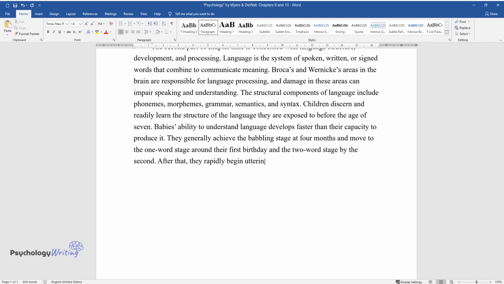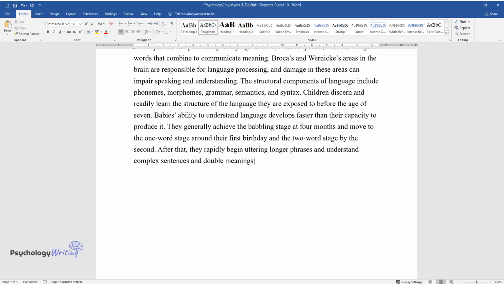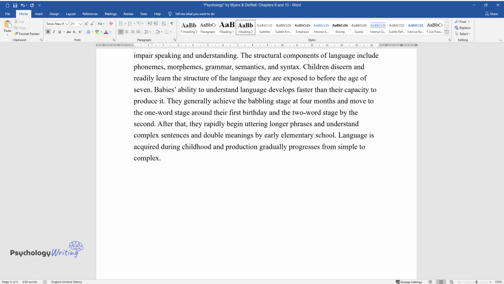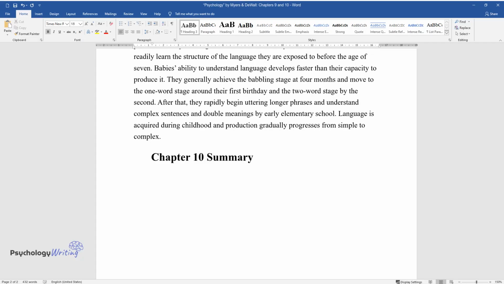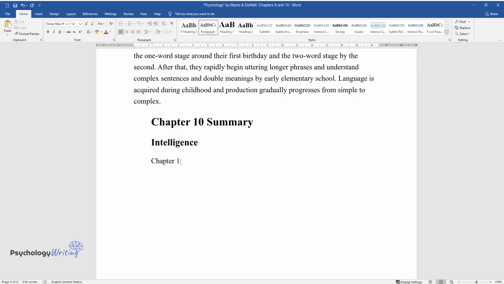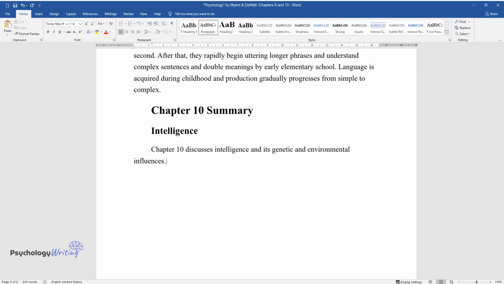After that, they rapidly begin uttering longer phrases and understand complex sentences and double meanings by early elementary school. Language is acquired during childhood and production gradually progresses from simple to complex. Chapter 10 Summary. Intelligence. Chapter 10 discusses intelligence and its genetic and environmental influences.